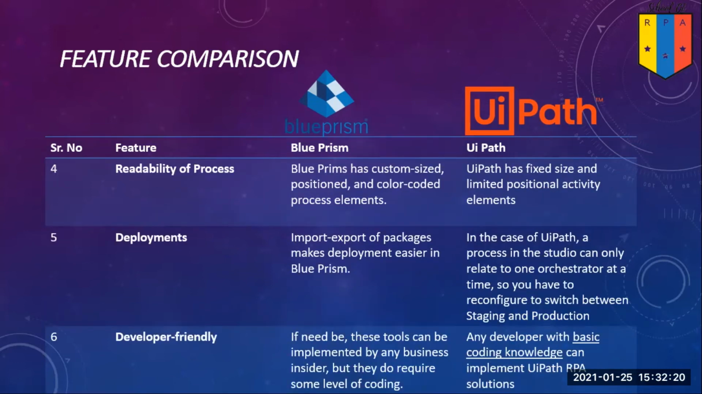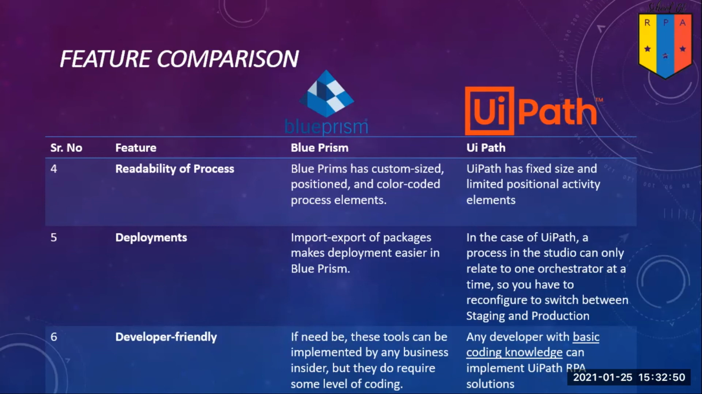Readability of process. Blueprism has custom size, positioned, and color-coded process elements. In UiPath, the elements have a fixed size and limited positional activity. Deployments. Import and export of packages makes deployment way easier in Blueprism. Now, in case of UiPath, a process in Studio can only relate to one Orchestrator at a time. So you have to reconfigure to switch between staging and production, which is a bit of a hassle.